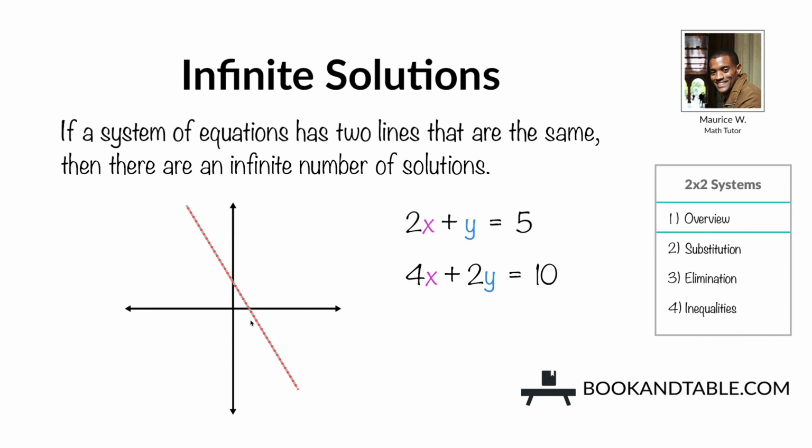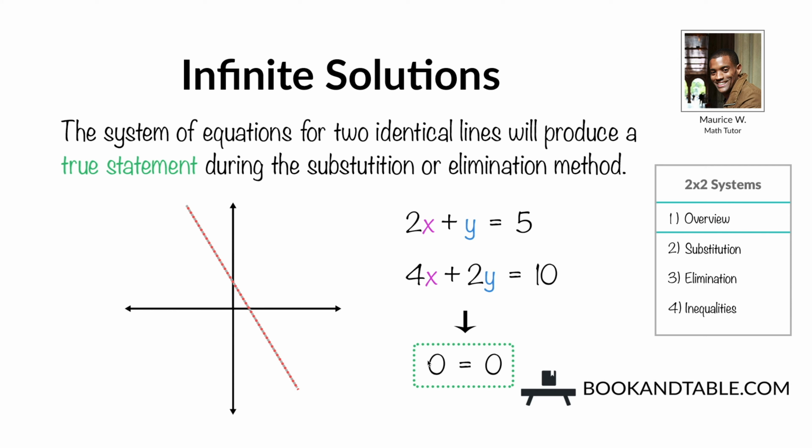Now, a different example is when there are infinite solutions. If a system of equations has 2 lines that are the same, then there are an infinite number of solutions. That is because at every single point, both lines exist because they are the same line. So when you have your 2 by 2 system, you'll know that you have infinite solutions when you wind up with a true statement, such as 0 is equal to 0, 10 is equal to 10, 7 is equal to 7. So remember, the system of equations for 2 identical lines will produce a true statement during the substitution or elimination method.